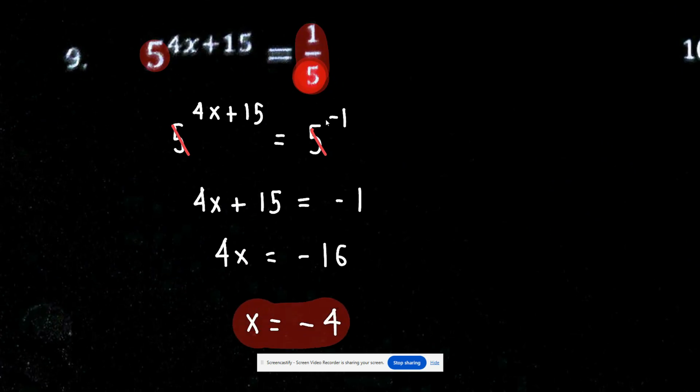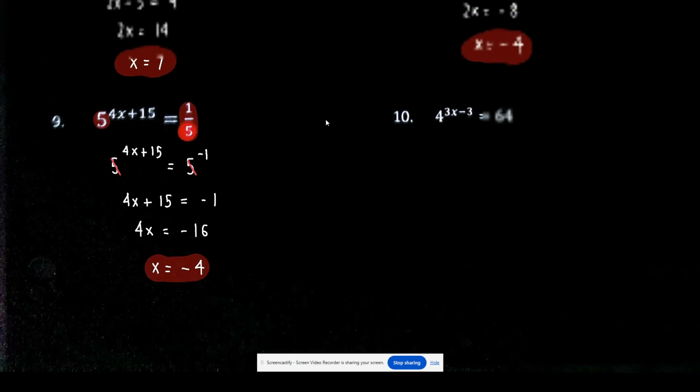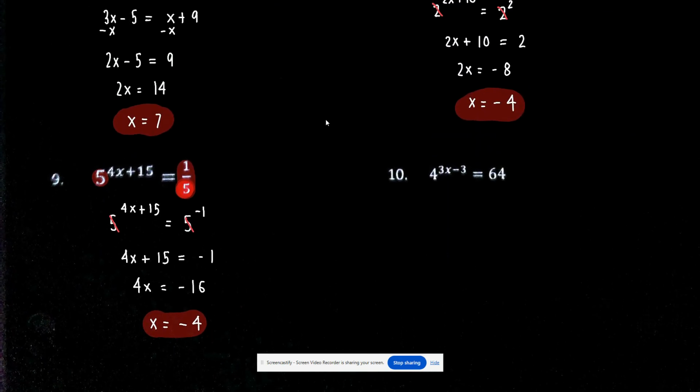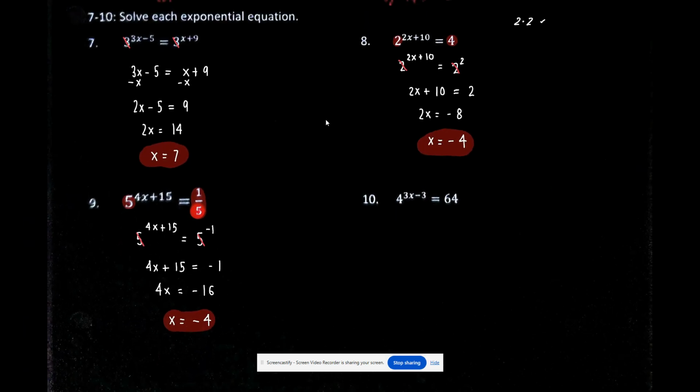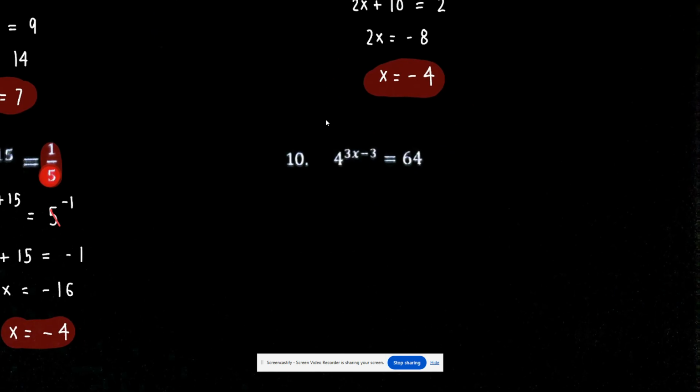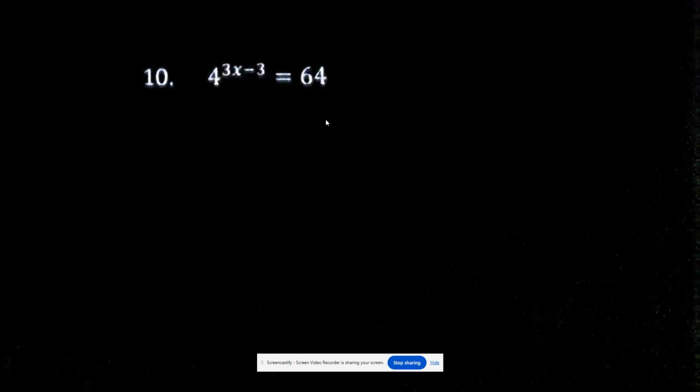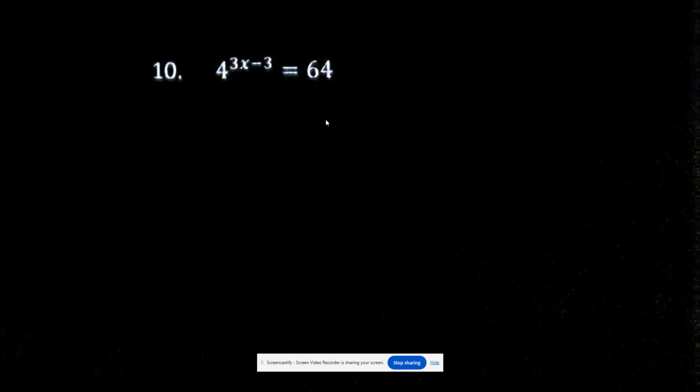Again, I did not choose difficult problems because these are the ones that are tested as far as we're aware, and therefore I'm trying to keep them just as simple as you're going to see them. So let's look lastly at number 10.